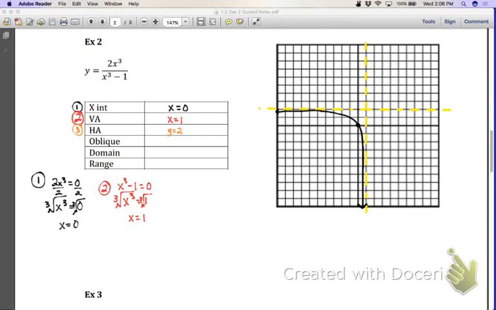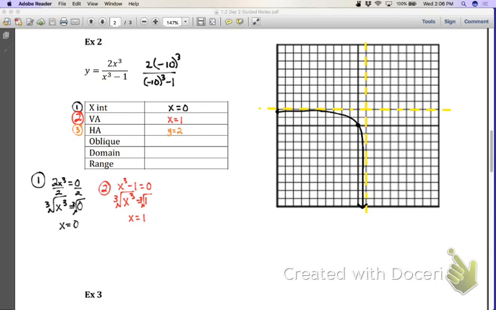You can always plug values in to find out what's going to happen with it. Even if we go with -10, if I plug in -10, I can take 2 times -10 to the third power over -10 to the third power minus 1. And I'm going to get a value that's pretty darn close to 2, because one value is really just double the other one, and I subtract 1 from it. So it's getting closer and closer to 2 as I go.